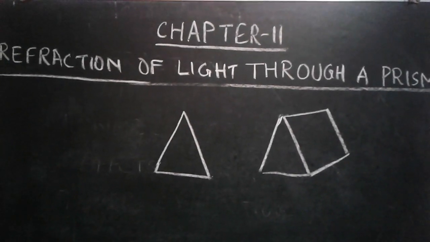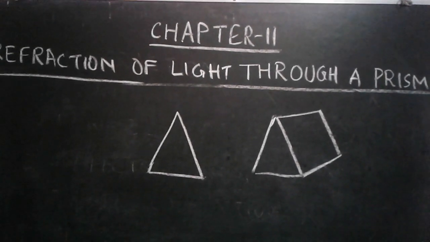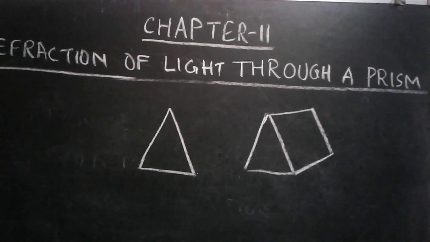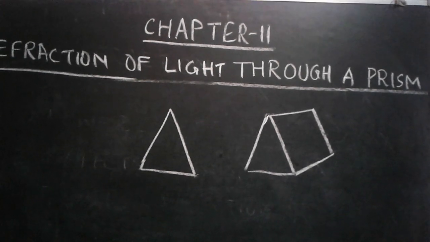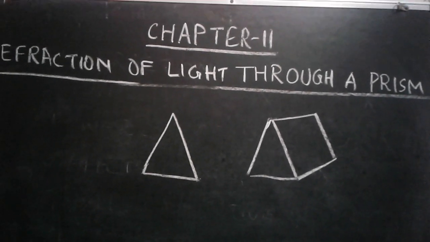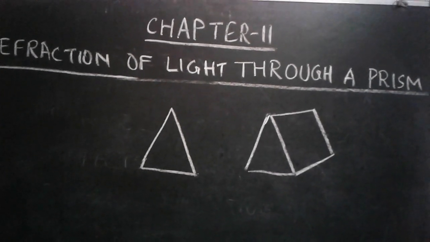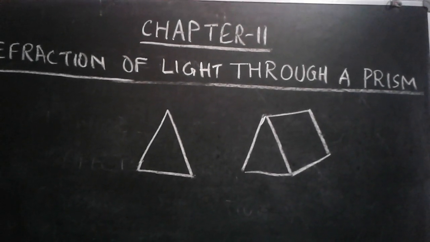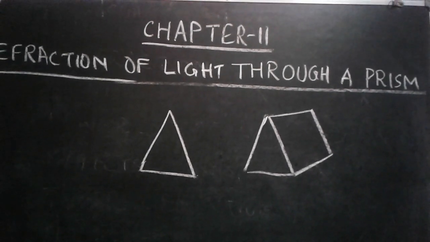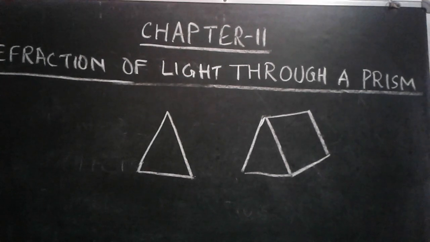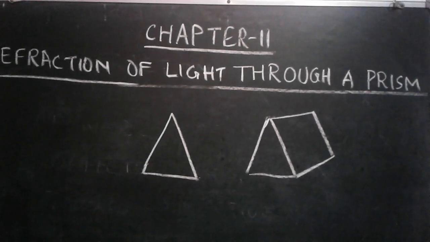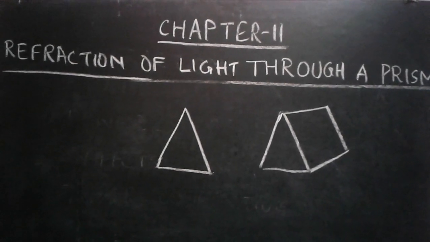This is our topic, refraction of light through a prism. Children, you can see that I have drawn a triangle and a prism is also drawn. A prism side view is shown and the triangular base front view, that is the three sides, are shown. A prism is made of glass and it is completely transparent and it has two triangular bases, whereas it has three quadrilateral surfaces. So let me show you how a prism looks like.